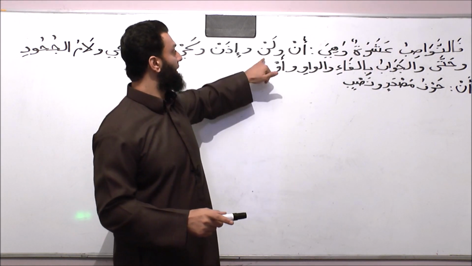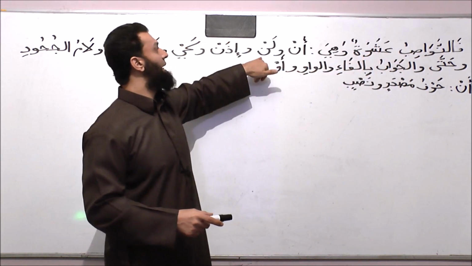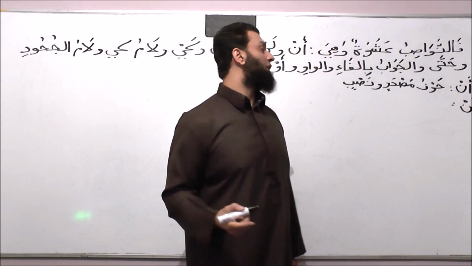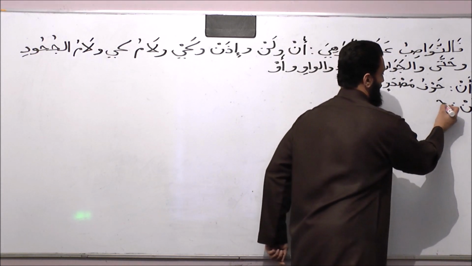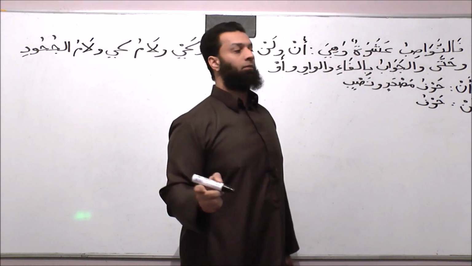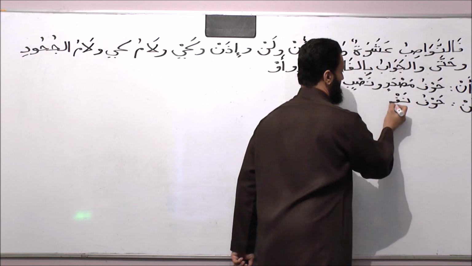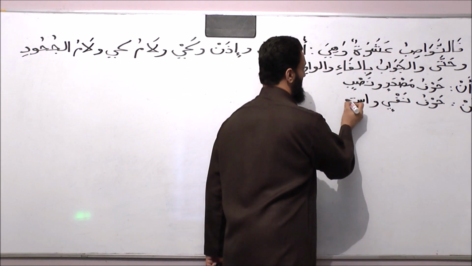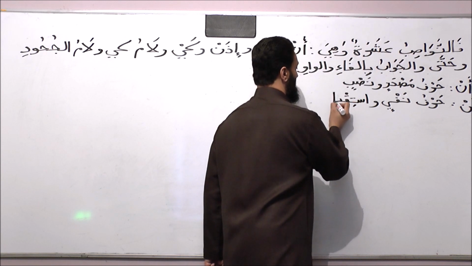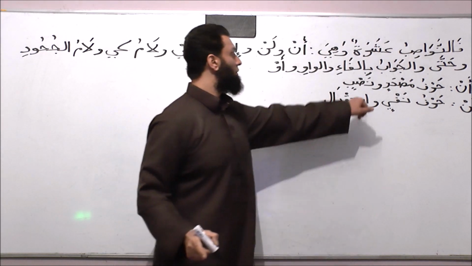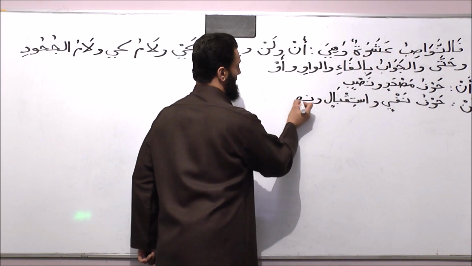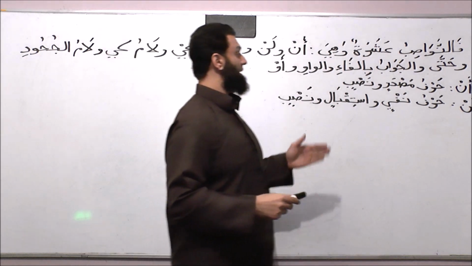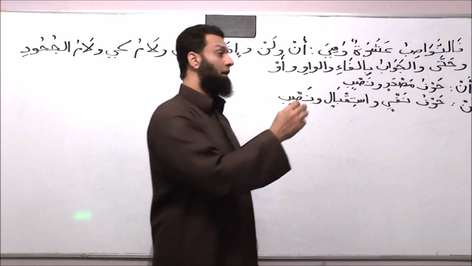Moving on to the second an-nasibu from an-nawasibu, we have lan. So we will write lan here, and how will we describe this particular harf? We will say it is harfu nafyin, of negation, wa istiqbalin, and of the future, and of course wa nasbin, and nasbin.